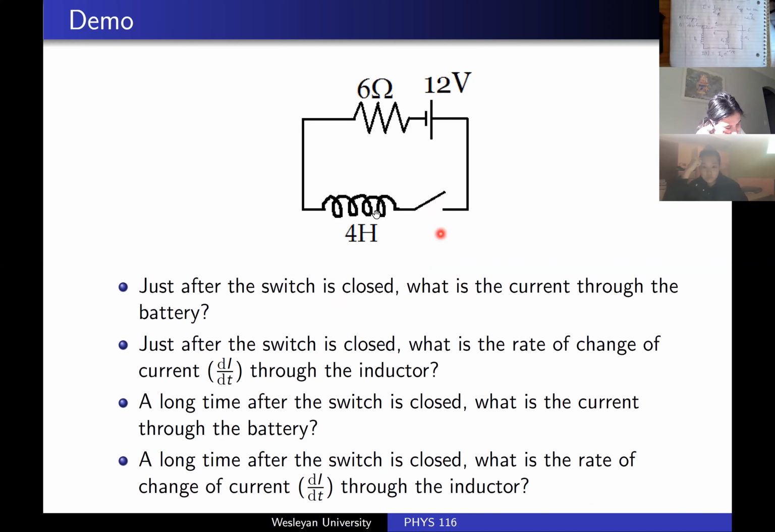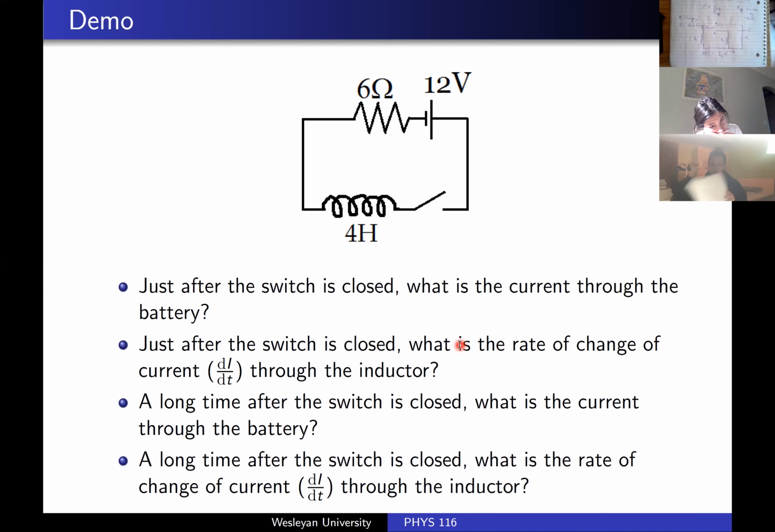So remember that the inductor doesn't like the current running through it to change suddenly. Since before the switch was closed, the current was 0, it's going to keep it at 0 for just a fraction of a second. And then it's going to climb, it's going to lose the battle. But at t equals 0, just after the switch is closed, the current is 0. All right. Just after the switch is closed, what is the rate of change of current through the inductor?